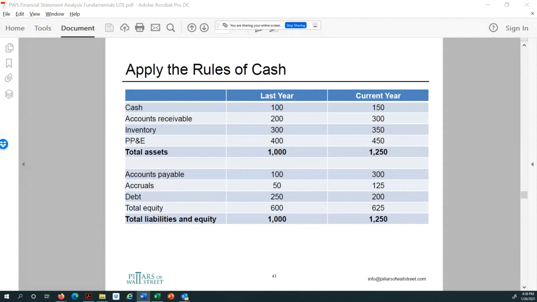Now, next question. Accruals. What's the impact for accruals? Cash goes up by 75. Yep, so it's plus 75 next to accruals. What about debt? Cash goes down by 50. Yep, so debt we have minus 50, right? Minus 50 next to debt.